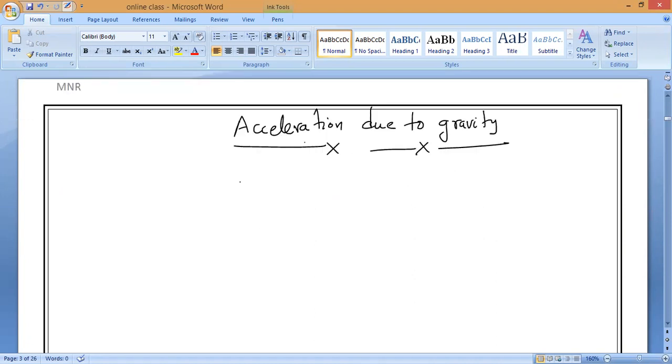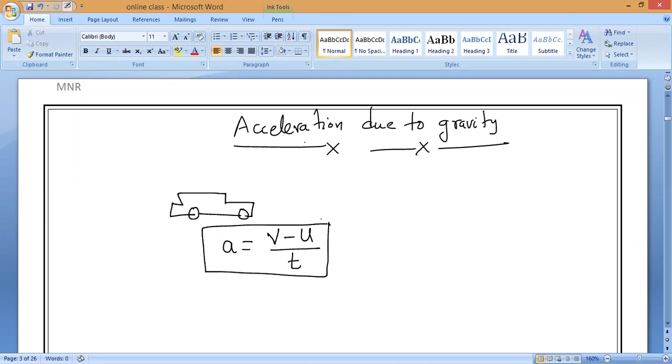As we know, in the last class we derived 3 equations of motion, or 4 equations. Can anyone tell me what acceleration is, first of all? If a car is moving, when we say acceleration of the car, what is the formula? Acceleration a is equal to what? Final velocity minus initial velocity divided by time period. This is what we call acceleration.